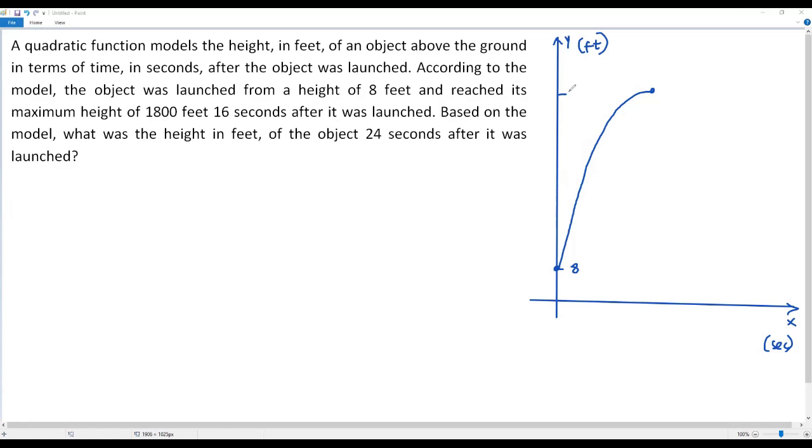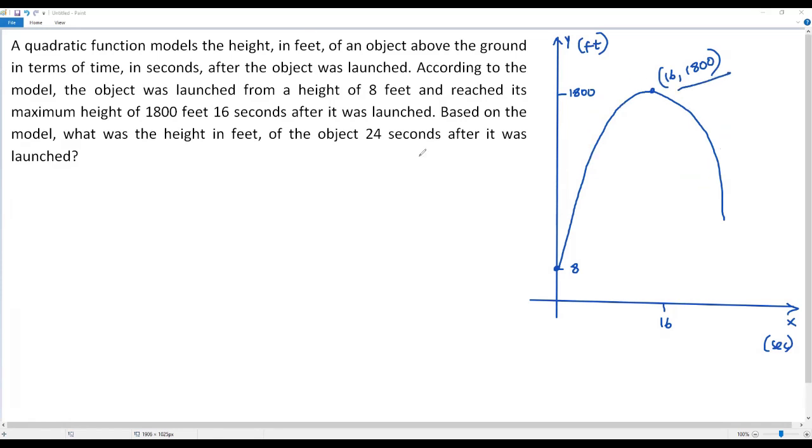Then we'll have the value 1800 on the y-axis corresponding to this maximum height. And the object has reached the maximum height of 1800 feet 16 seconds after it was launched. Corresponding to this maximum height, the time on the horizontal axis has to be 16 seconds. Then we'll have 16 over here. After reaching the maximum height, the object keeps coming down. So here we have a parabola with the vertex (16, 1800). Now we can write a quadratic function which represents this parabola.